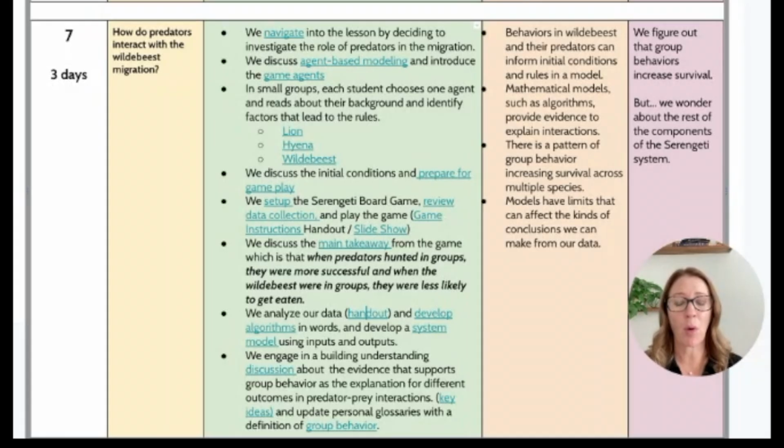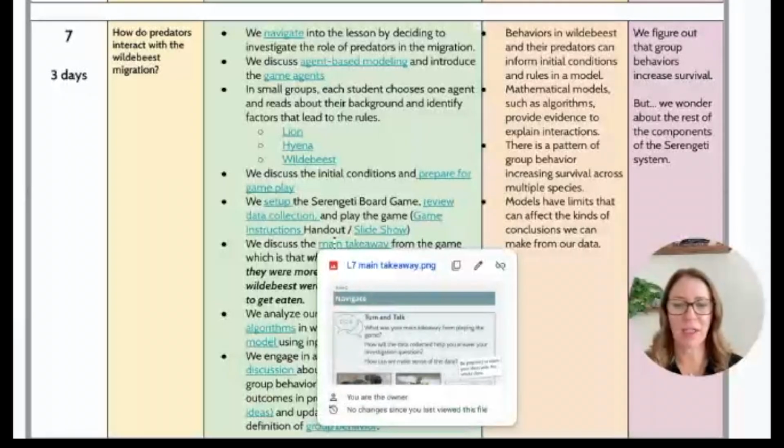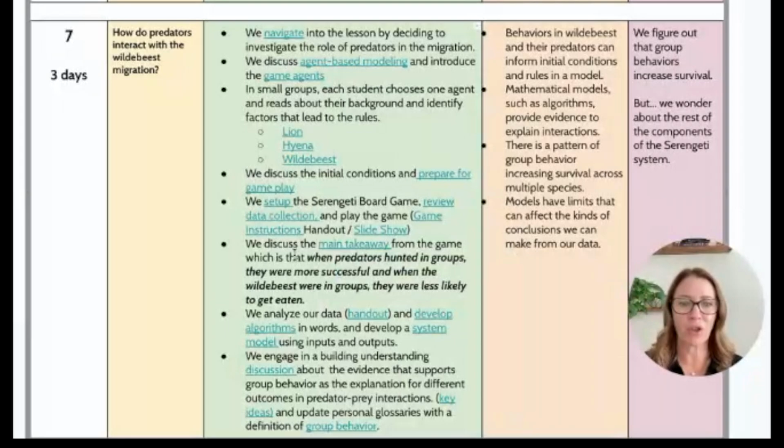After we play the game, we're going to come back and discuss the main takeaway. This usually happens at the start of the next day. So we're going to navigate in by discussing the main takeaway. And here's the slide to support you in those prompting questions. Students should be starting to see that group behavior is beneficial.